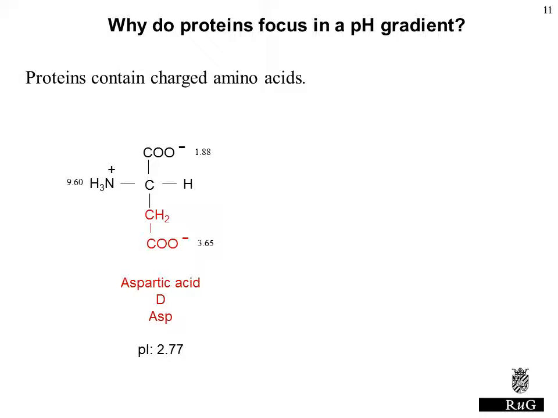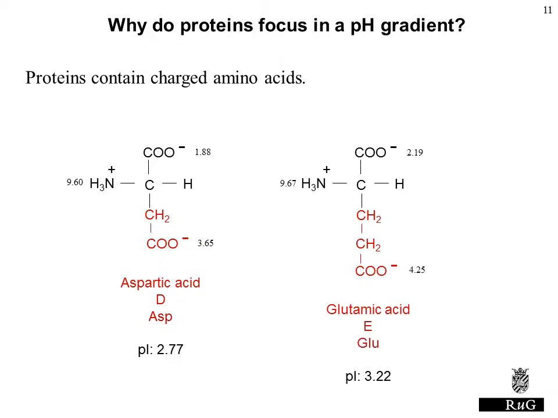Here is one negatively charged acidic amino acid, aspartic acid. You can see the two carboxylic acid groups with their pKs and the amino group. Overall, aspartic acid has an isoelectric point of 2.77. That means at pH 2.77 it is overall neutral. It contains the same number of positive and negative charges.